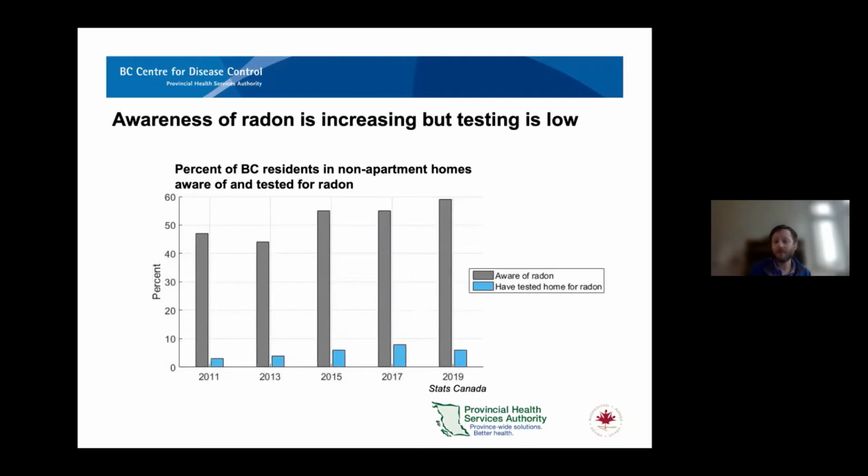So despite the fact that it can be remediated, and despite the impacts of it, awareness of radon is relatively low. So you can see from these Stats Canada reports that somewhere around 50–60% of BC residents in non-apartment homes, so those homes that might be at risk, are aware of radon, but a very small number, maybe 5%, have ever tested their homes for it.